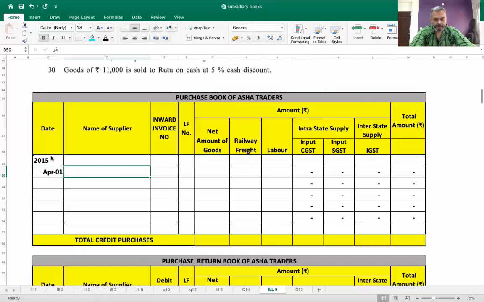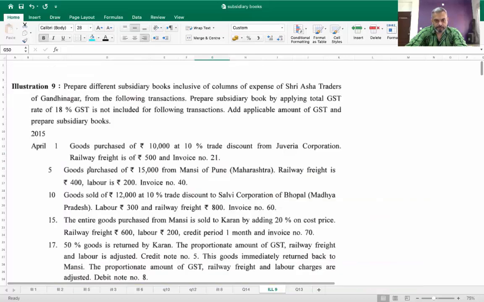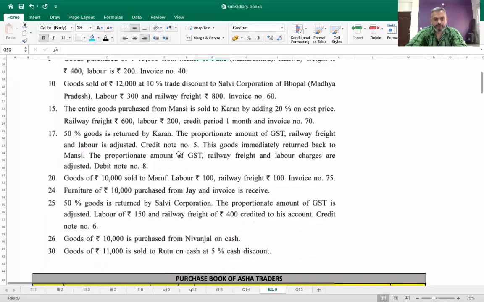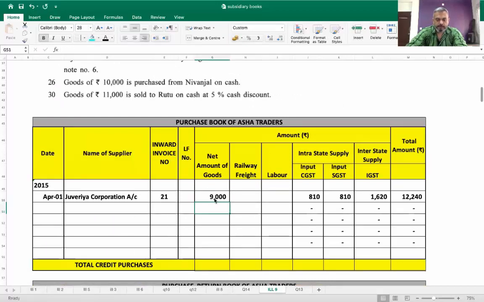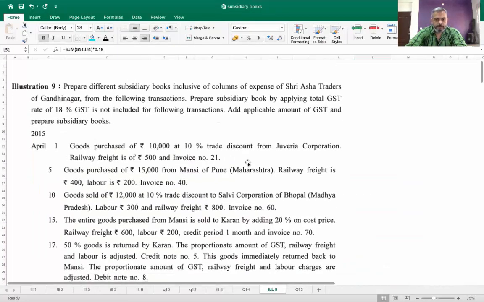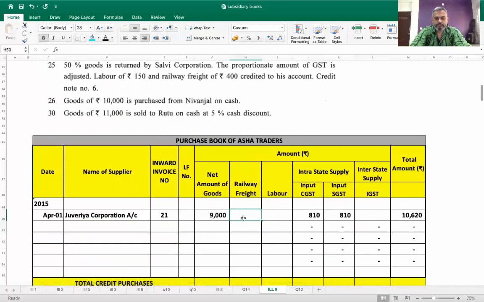Name of the supplier is Joveria Corporation account. Inward invoice number is 21. Goods of 10,000 at 10% trade discount, so 9,000. Railway freight is 500. Labor is not there, so 0. Input CGST is 9% of 9,500.